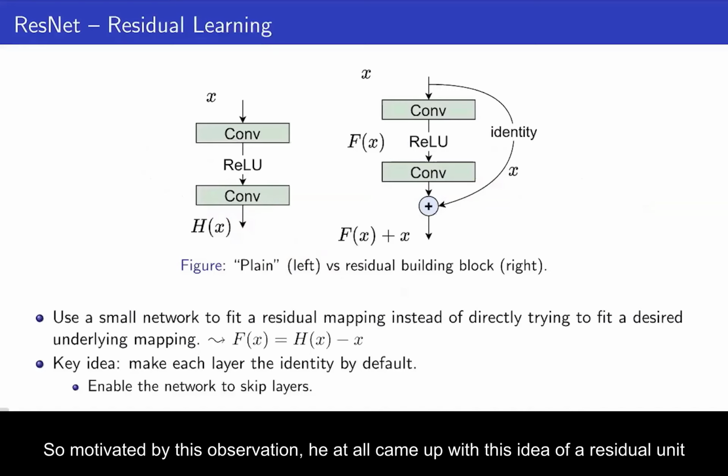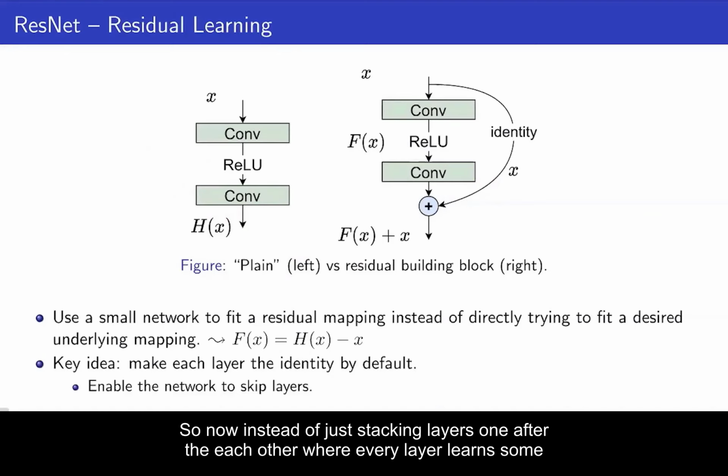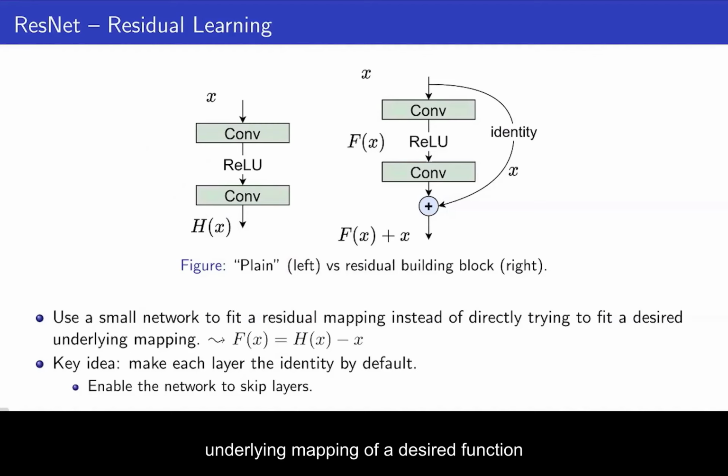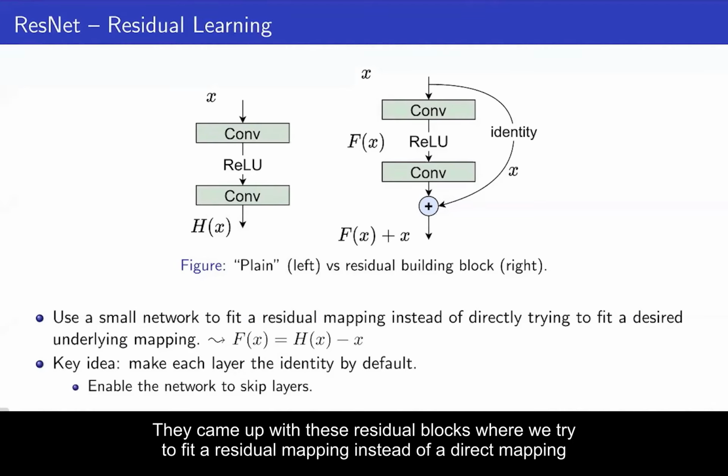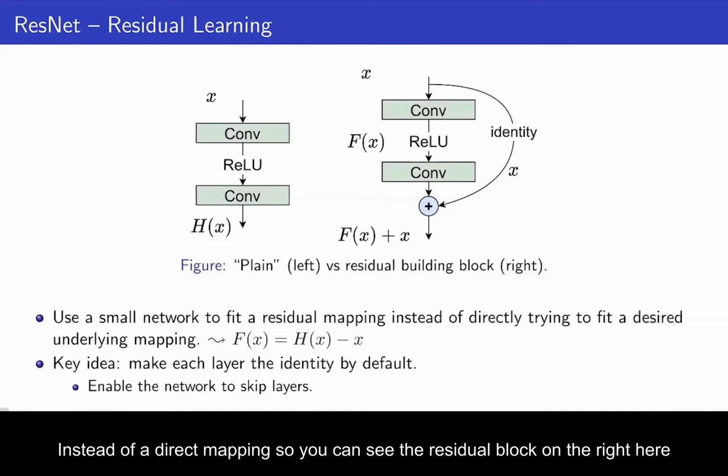So motivated by this observation, He et al. came up with this idea of a residual unit. So now instead of just stacking layers one after each other, where every layer learns some underlying mapping of a desired function, they came up with these residual blocks where we try to fit a residual mapping instead of a direct mapping. So you can see the residual block on the right here.